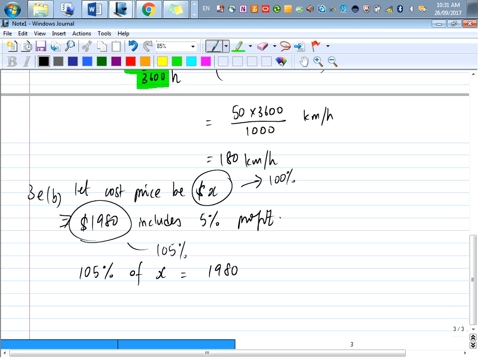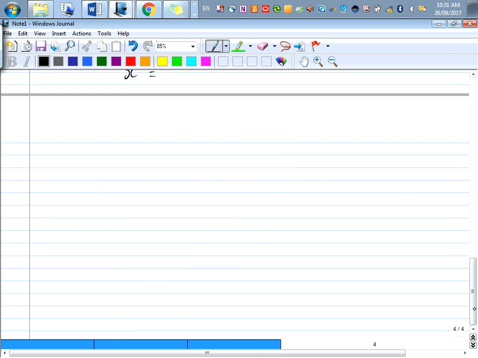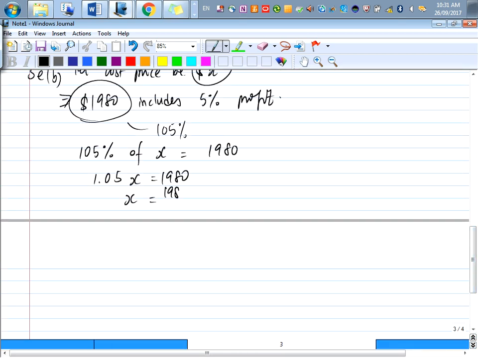Okay, wait, let me continue first, then we see whether the answer key is right or wrong. So then X, this 105% is the same as 1.05, so 1.05 times X equals 1980, and X will be equal to 1980 over 1.05. What do you all get for this?